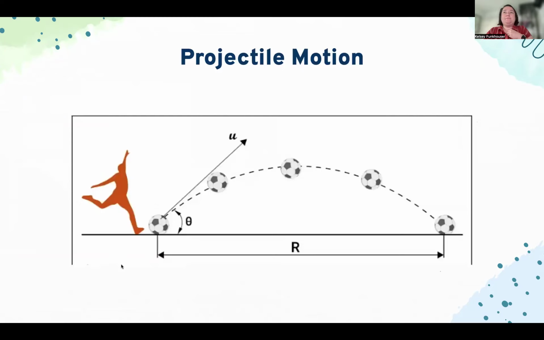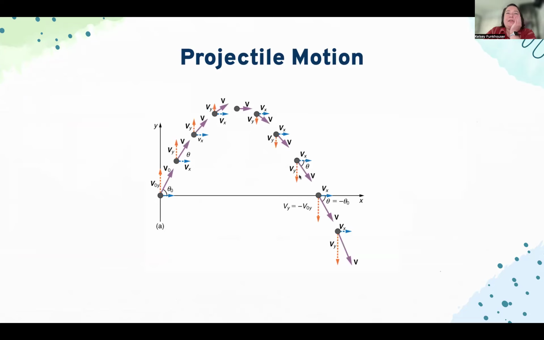And projectile motion is this idea that the motion of an object when launched at an angle is going to be a parabola like this. And so here's that same, well, it's not really the same parabola, but it's a parabola.